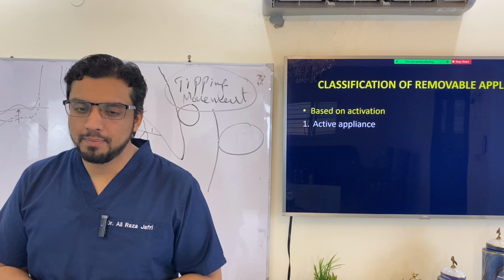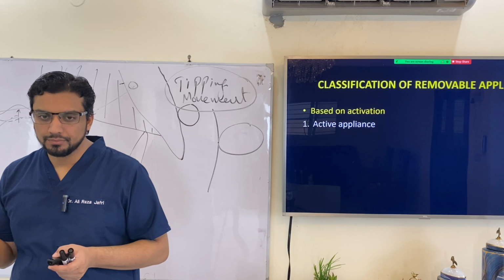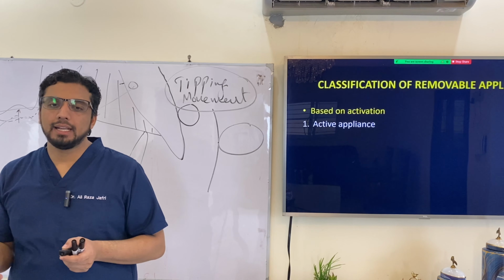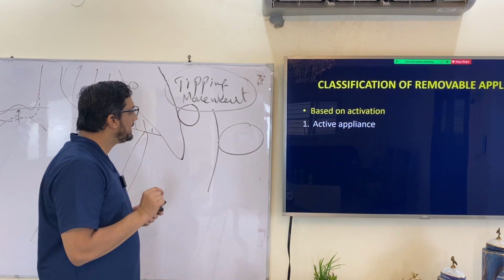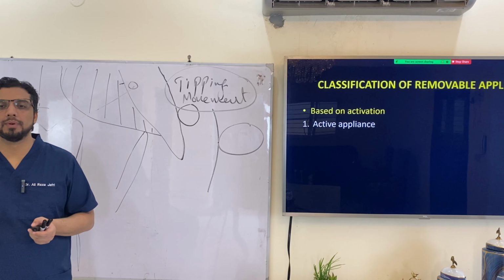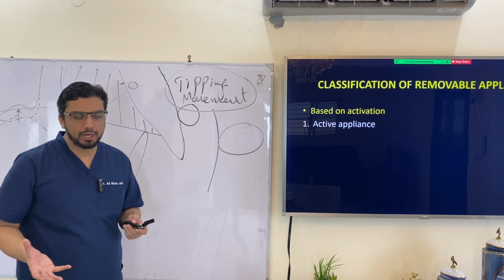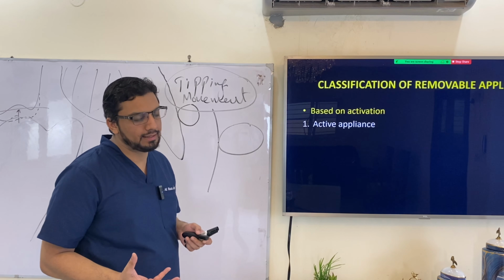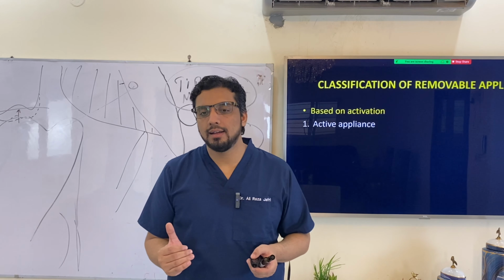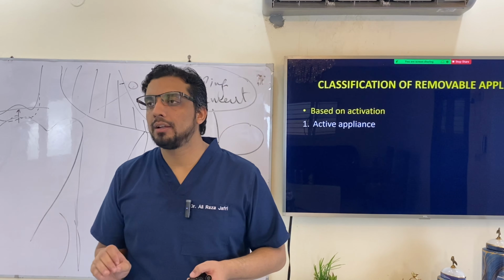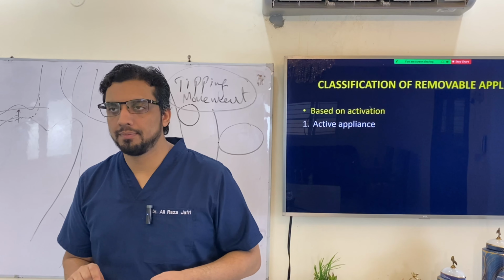Classified means that based on their activity they can be active. Active means that they can produce tooth movement. All the removable appliances which have the active component incorporated in the design of the appliance, these are the active appliances. Passive are those which are kind of retainers.